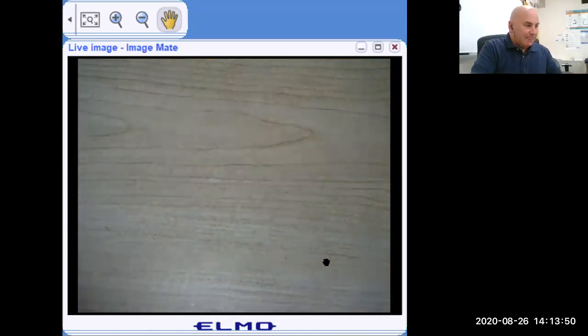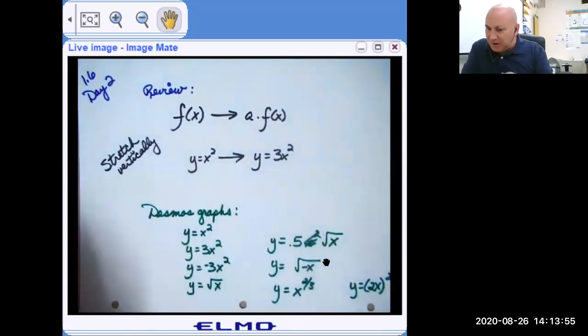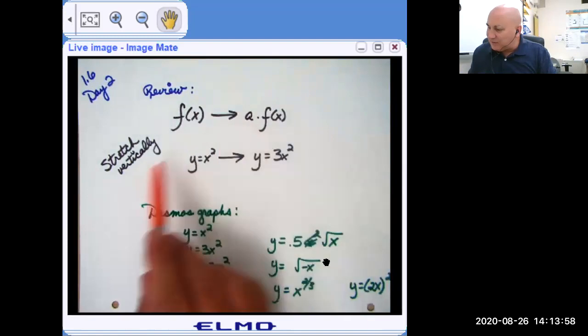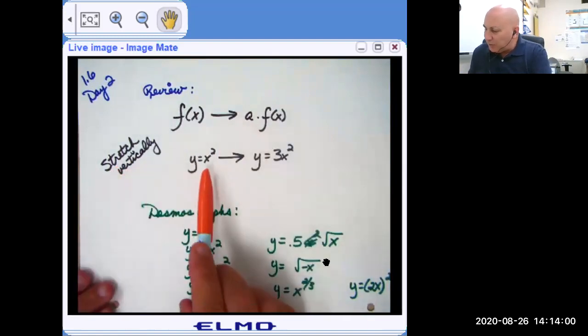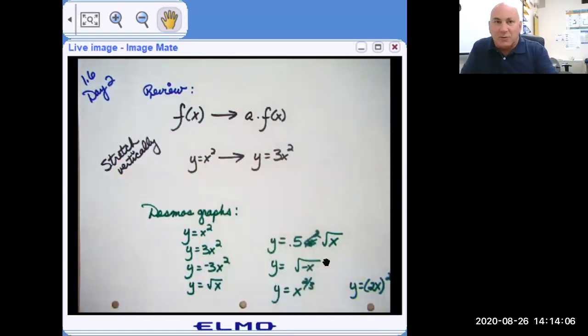So now, again, if we multiply our function by a constant a, that stretches it vertically. Think of what y equals x squared looks like versus y equals 3x squared. What we're going to do now is graph in Desmos all of those functions that are in green at the bottom of this slide. So please write those functions down, and give yourself some room to graph each one.